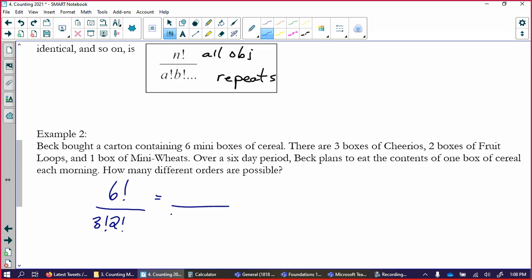So we can work this out. 3 factorial, we just said, was 6. 2 factorial is 2. 1 factorial is 1, so it's kind of redundant. 6 times 5 is 30. 4 30s are 120. 3 120s are 360. Times 2 is 720.